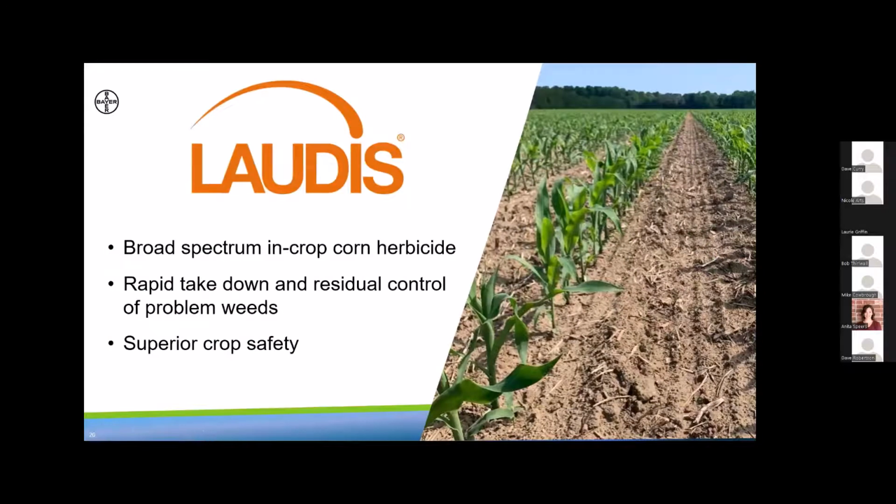So in a summary, Lotus is broad spectrum. What I didn't maybe mention is we actually see quite a few grass, like really good activity in grasses as well. Far more than I thought, far more than I'd say other post-emerge Group 27s have. Rapid takedown and residual control, and I'd say also superior crop safety. So perhaps another product to consider for this coming year.